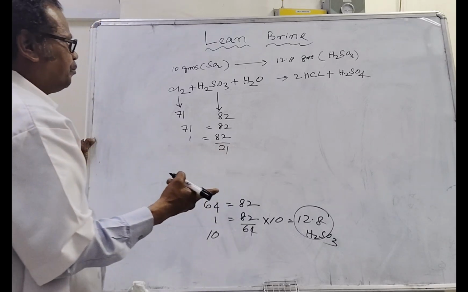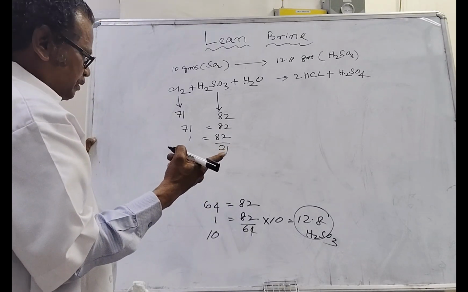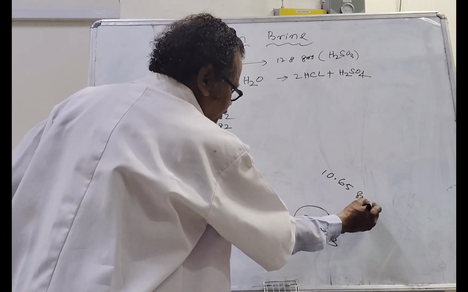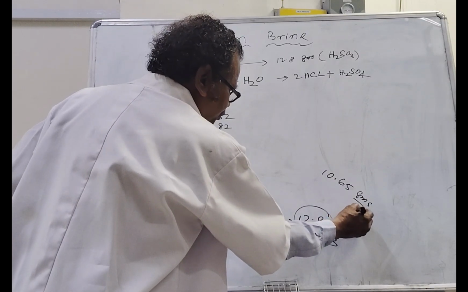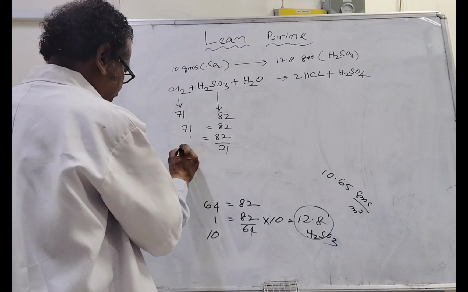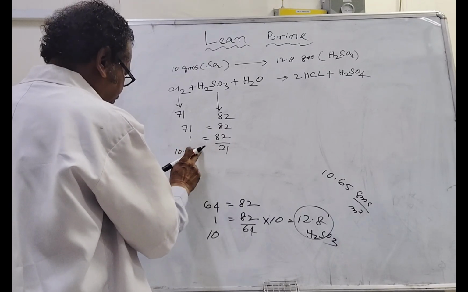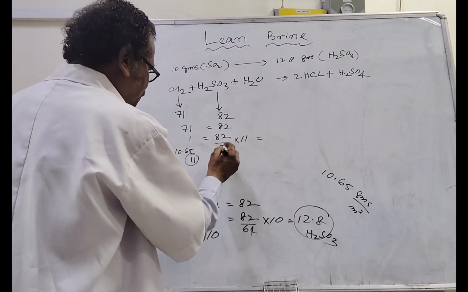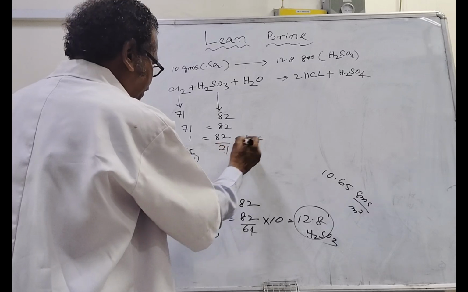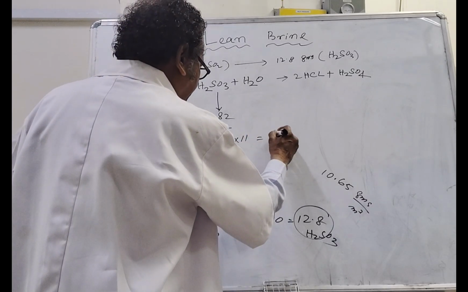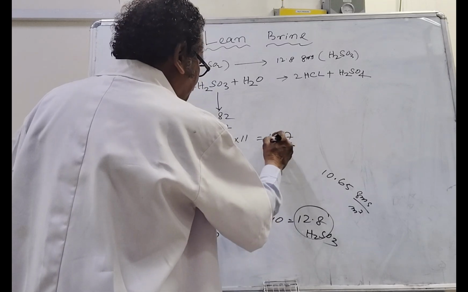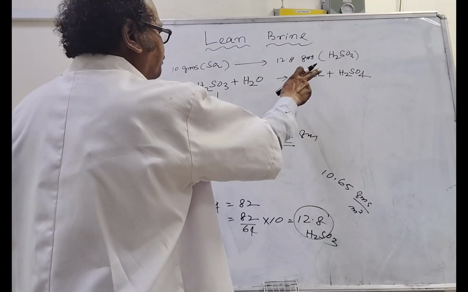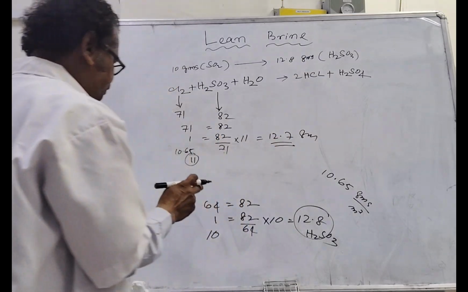Then in our Lean Brine there is 10.65 grams of free chlorine in 1 m3, or take it as 11 grams. 11 grams multiplied by 82 by 71 comes to 12.7 grams of sulfurous acid.